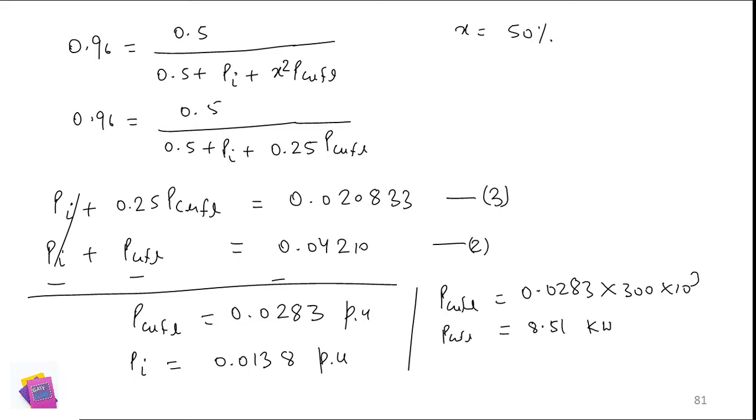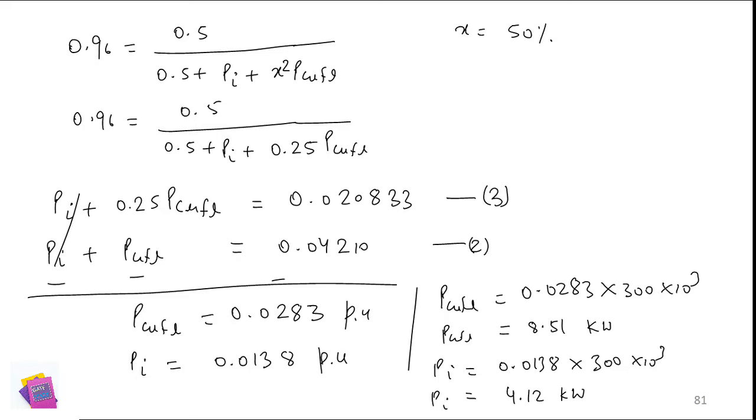Similarly, you can find out iron loss is 0.0138 into base value. So this is equal to 4.12 kilowatt. It is quite easy, and I told you the shortest trick.